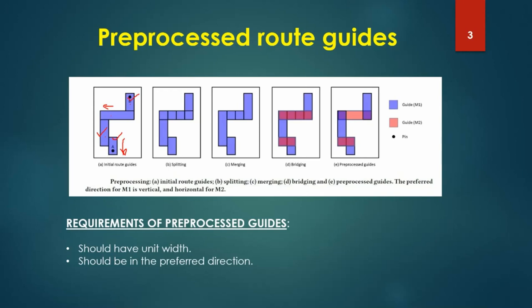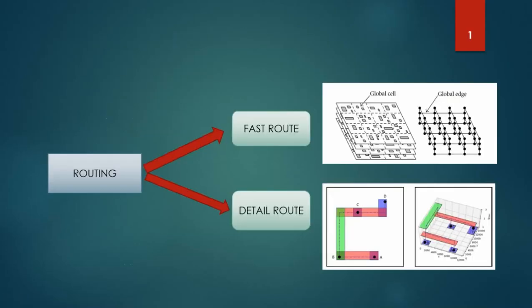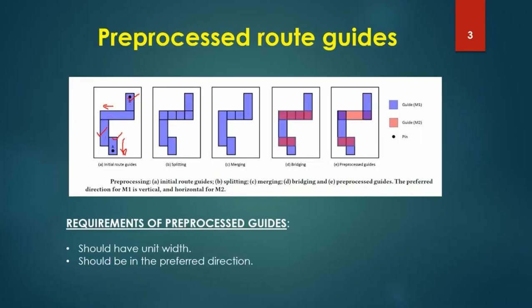So what is the unit width? If you remember the first slide which we had seen, this one global cell is actually one unit width. So the tool will divide this non-preferred direction route guide into unit width. This is called splitting. And then it will do the second step. It will do a merging. So which edges will it merge?